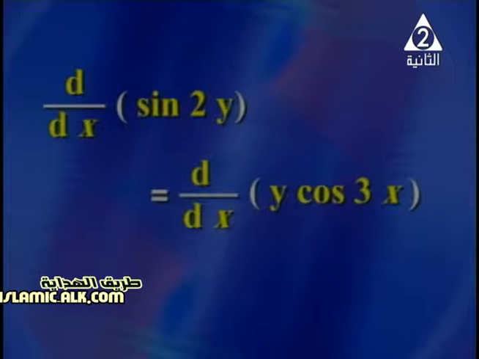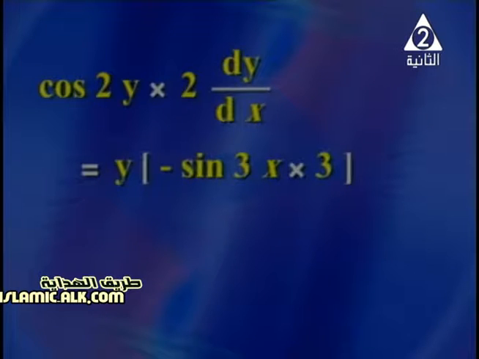What is the derivative of sine 2y? Excellent, student, 2 cosine 2y. Look at the differentiation with respect to x. When we find the derivative of y, we find dy over dx. What is the derivative of y? On the right-hand side, cosine 3x, we find the derivative of a product of two functions. The first is y, the second is cosine 3x.